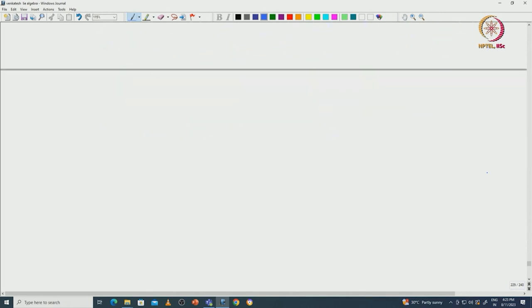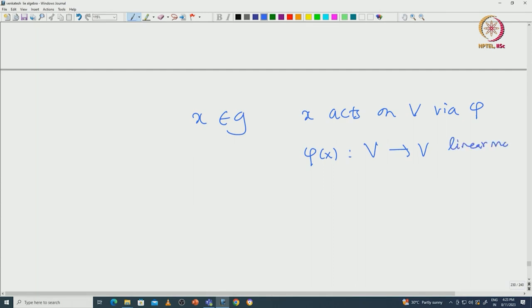Okay. So, in particular, given x in G, this x acts on this capital V via this phi. What is the meaning of that? So, phi of x is just a map from V to V, that is all it means, which is a linear map. And if you think about this association, x goes to phi of x, this is actually giving a map from G to GL(V). This association must preserve the algebraic structure that we are dealing with. The algebraic structure on the left side is the Lie algebra structure. Okay. So, a Lie algebra structure is a vector space with some additional properties.